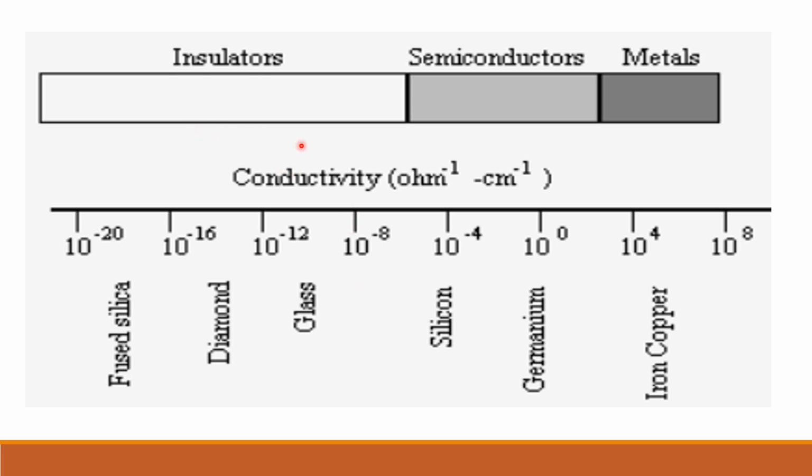So if you see this picture, the conductivity of the insulators, semiconductors and metals are being shown. So if you see here, the metal has a high conductivity compared to the other two materials like semiconductors and insulators. So it has the value of 10 to the power of 4 to 10 to the power of 8 ohm inverse centimeter inverse.